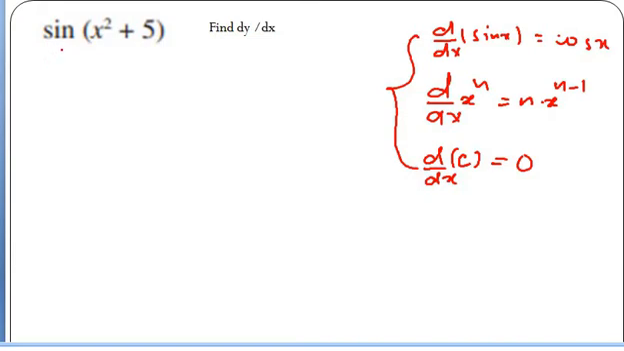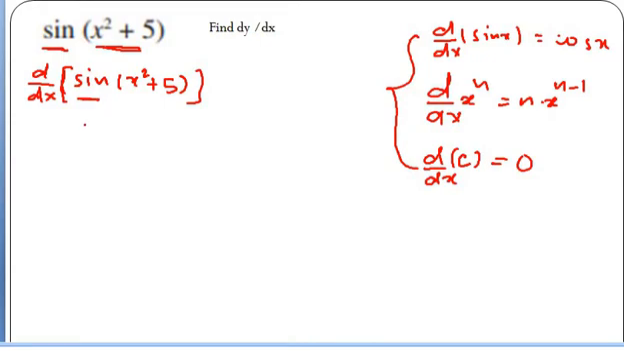And this is basically a function of a function. Sine is one function, and inside the sine there is another function, x square plus 5. So how can we do this question? If I write sin of x square plus 5, first of all find the differentiation of sine, which is cos, so we can write cos of x square plus 5.